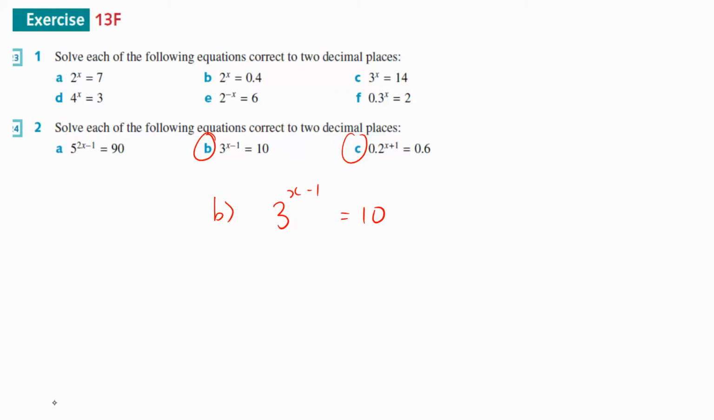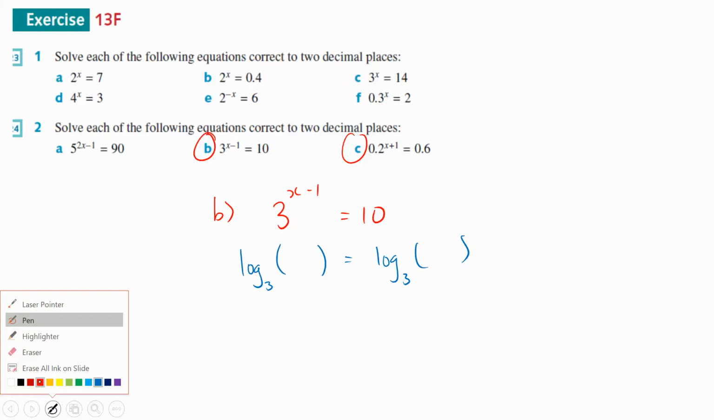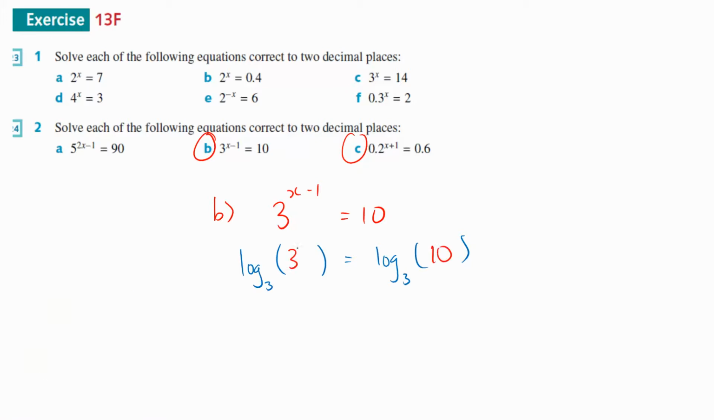So here we go. We're going to do exactly the same thing that we did in year 7. We're going to log both sides, log base 3 on both sides. On my right-hand side, I had a 10. My left-hand side, I have 3 to the power of x minus 1. Now we know because we're doing log base 3 of 3, the inverses should cancel out. So I'm left with x minus 1 is equal to log base 3 of 10.